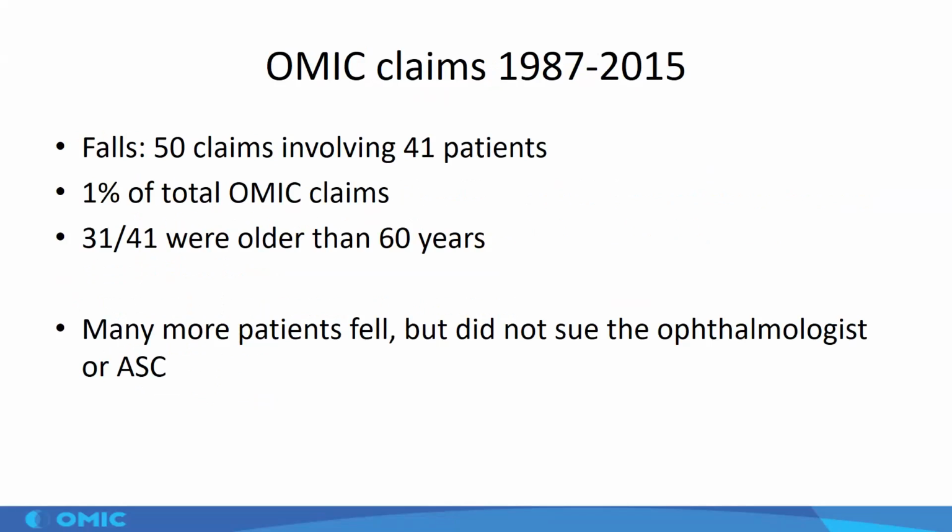I looked at OMIC claims from patients who fell between 1987 and 2015. Only 41 patients filed claims, but they filed them against 50 providers. There are more claims than patients because they may sue more than one person. They may sue, for example, the physician and the surgery center. These were only 1% of OMIC's total claims. Most of the patients were older than 60 years.